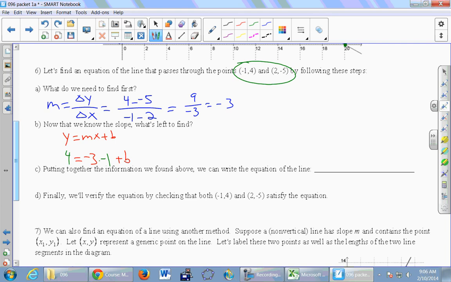And that's enough info to find the value of b. So we just solve. 4 equals 3 plus b. Subtract 3. And we find b is 1.